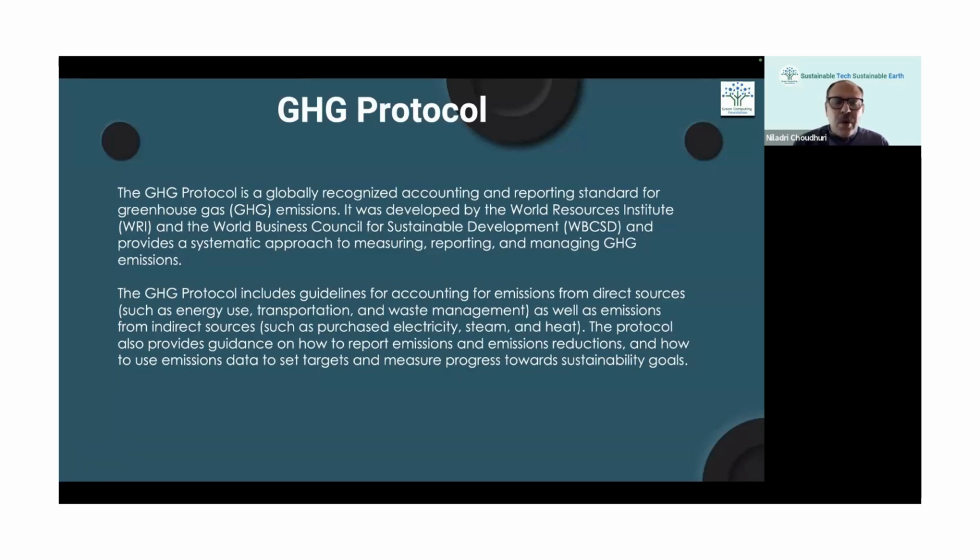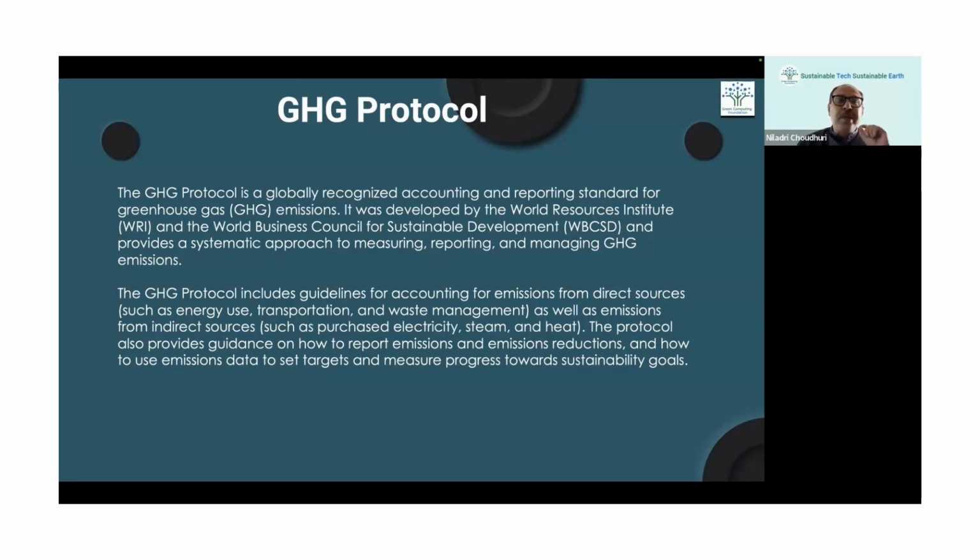The GHG protocol includes guidelines for accounting for emissions from direct sources such as energy use, transportation, and waste management, as well as emissions from indirect sources such as purchased electricity, steam, and heat. The protocol also provides guidance on how to report emissions and emissions reductions and how to use emissions data to set targets and measure progress towards sustainability goals.